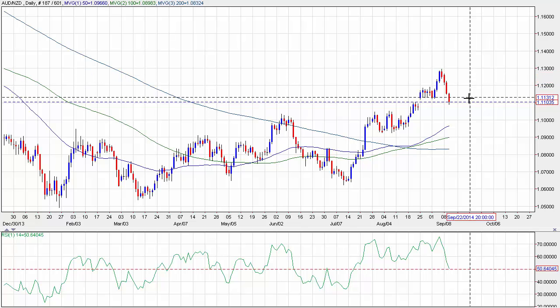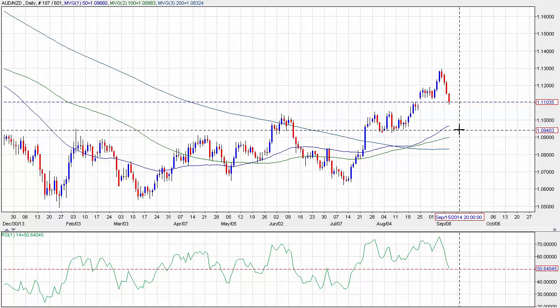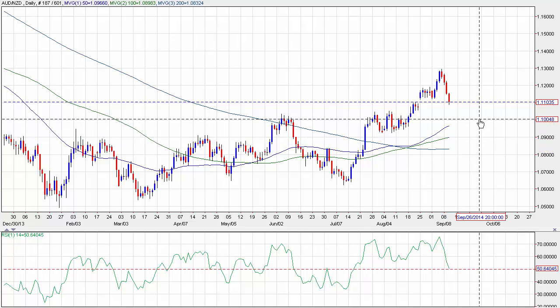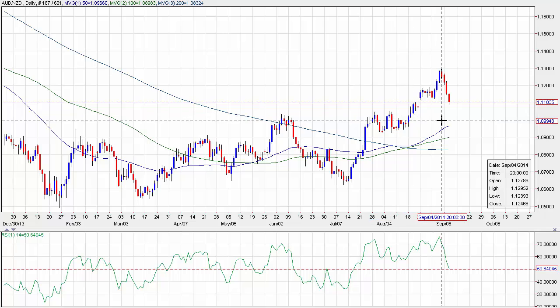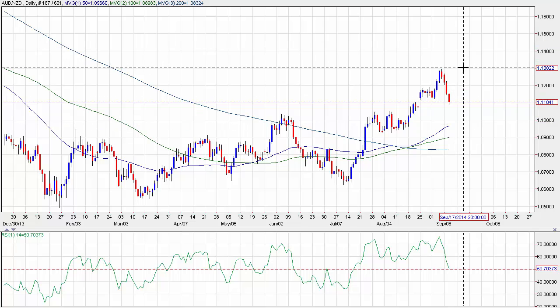We should probably expect some support. Now, if this extends lower, we should probably expect some support in the 1.09 to 1.10 area, which contains a previous consolidation range and the 100 and 50-day simple moving averages. And if the RSI is also back at 40, we should expect some buyers, and that would maintain the bullish outlook.